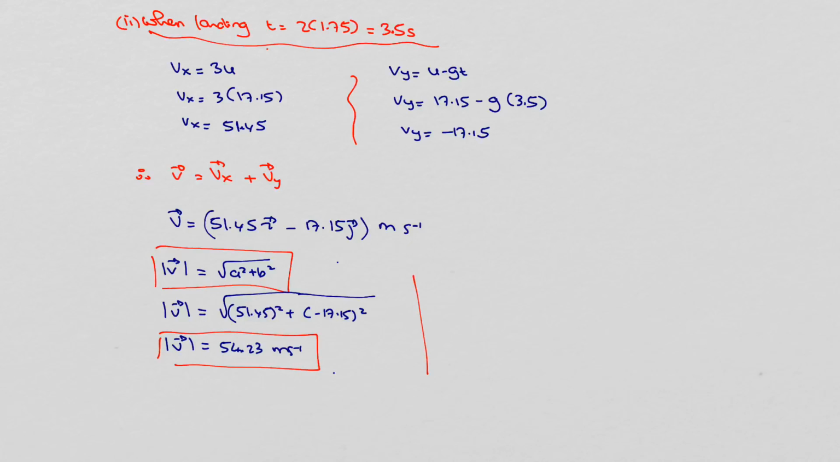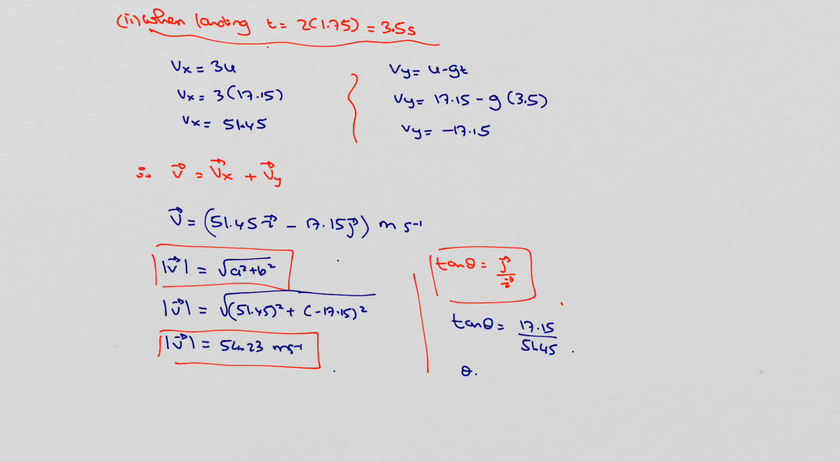And then, of course, our direction is tan theta, so our j over our I vector. So our j is 17.15 and our I is 51.45. So that is a third. So tan inverse of a third gives us 18.43 degrees.